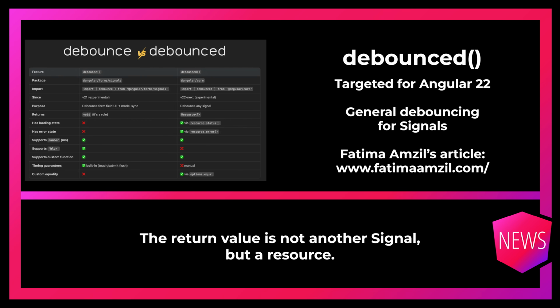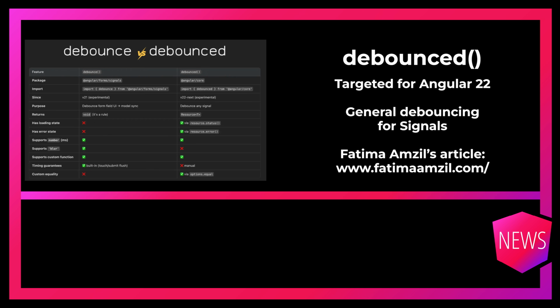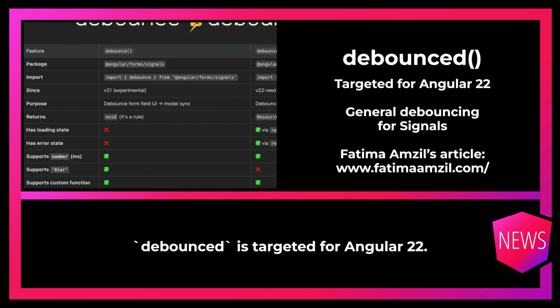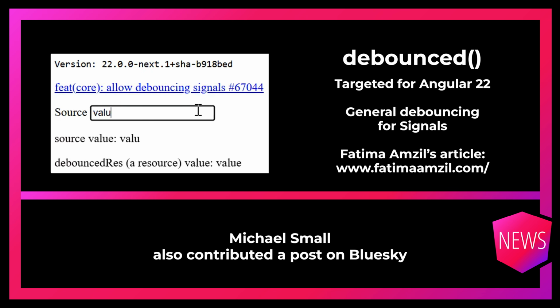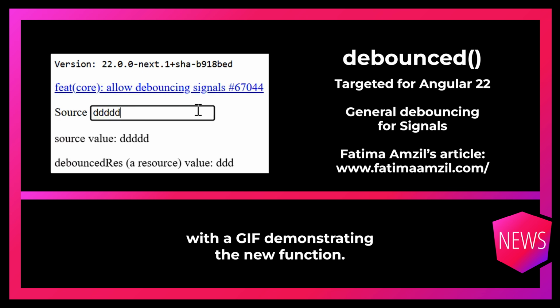The return value is not another signal, but a resource. Debounced is targeted for Angular 22. Michael Small also contributed a post on Bluesky with a GIF demonstrating that new function.